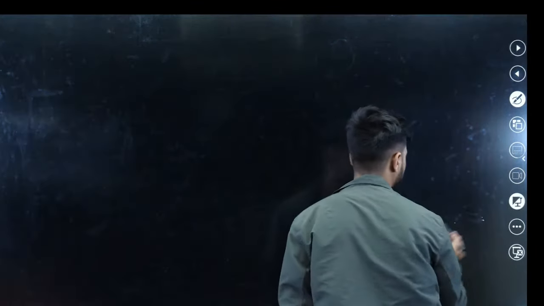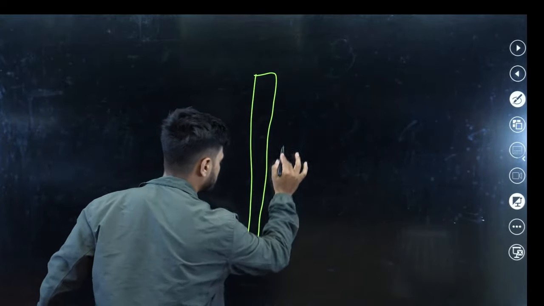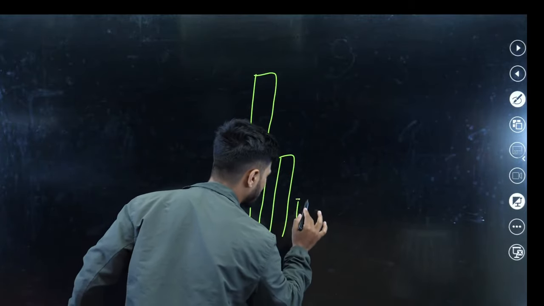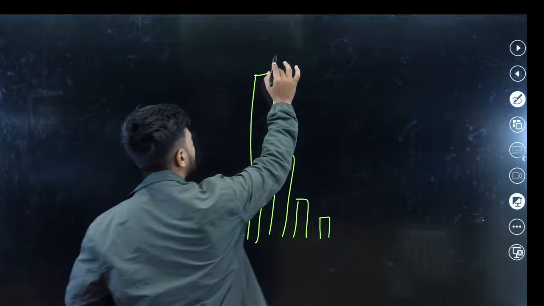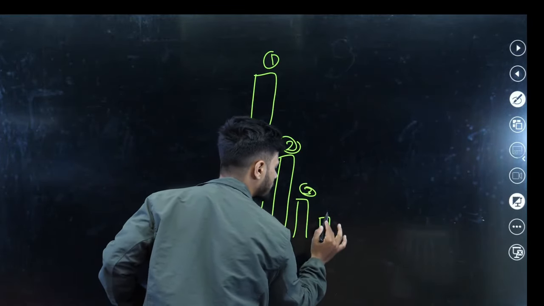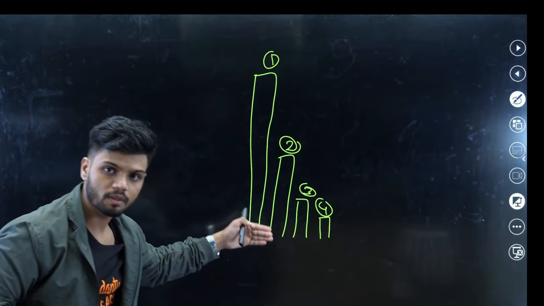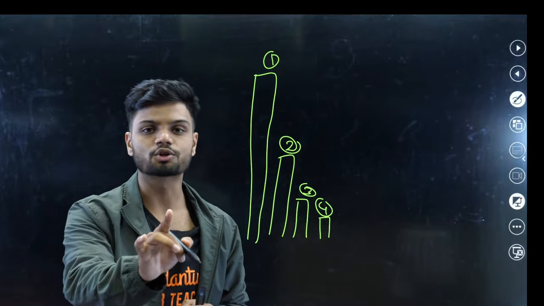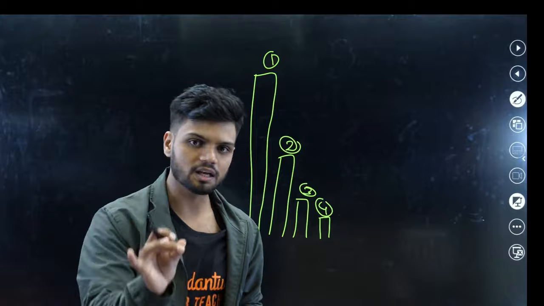Let me draw and show you quickly. See, students, this is a vertical distribution of species. For example, we have species number 1 here, species number 2 here, 3 is here, and 4 is here. This is the vertical distribution of species. This is called stratification. I'll give you one more example.